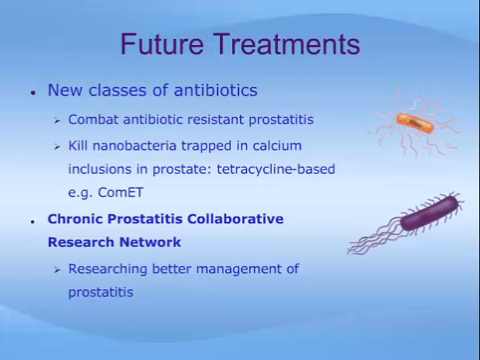However, a new therapy called COMET has been derived. COMET is a combination of tetracycline antibiotic and a mix of vitamins, minerals, and EDTA, which allow the antibiotic to penetrate the calcium inclusions and target the nanobacteria. Finally, the Chronic Prostatitis Collaborative Research Network is researching better means of managing prostatitis. With ongoing efforts from the medical community and feedback from patients like you, optimal treatment of chronic prostatitis is within our grasp.